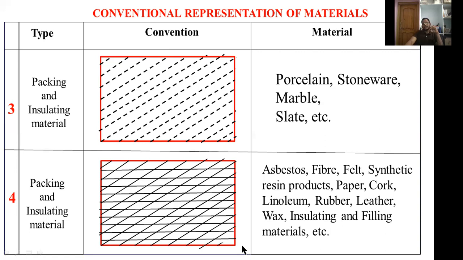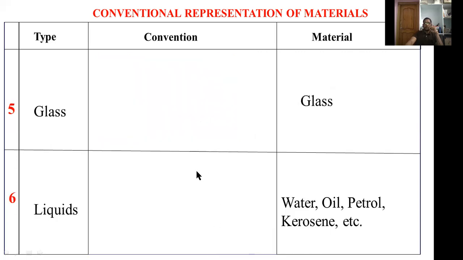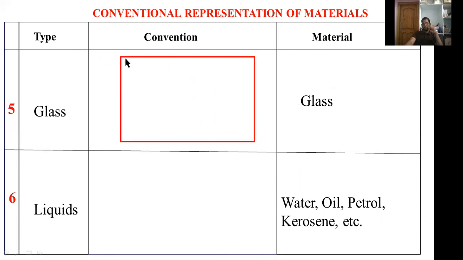This is the example for packing and insulating material. Now coming to the real life application for glass, how to represent conventional representation of a glass material? How to represent glass material? I will show you. Here also I consider a rectangular shaped glass.